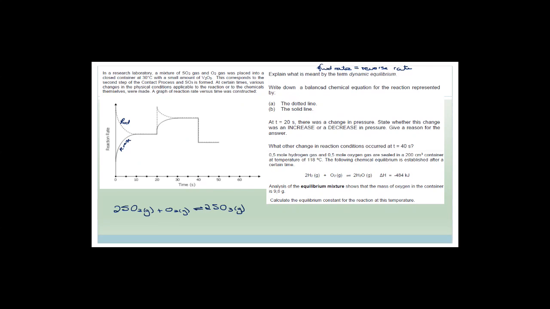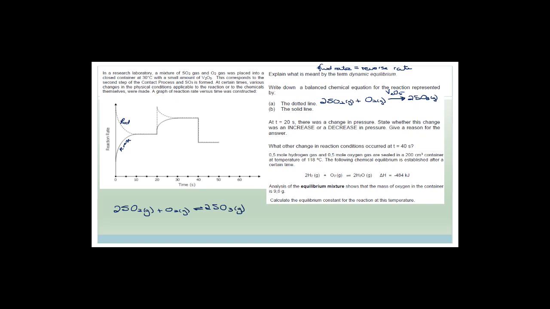Okay, now it says, write down a balanced chemical equation of the reaction represented by the dotted line. So the dotted line is the forward process. So that is going to be 2SO2 gas plus O2 gas, and we just need a forward arrow, 2SO3 gas. And then you have to write V2O5 on top of it, because that is your catalyst. It says the mixture of SO2 gas and oxygen gas are placed in the closed container. That's how we know that this is the forward reaction, because this is what it starts with. It starts with the SO2 and oxygen, and it forms SO3.